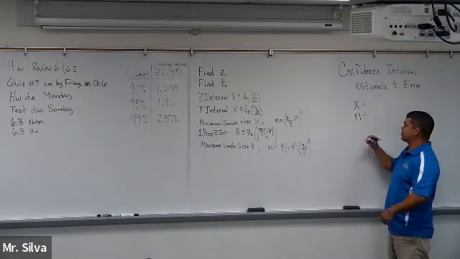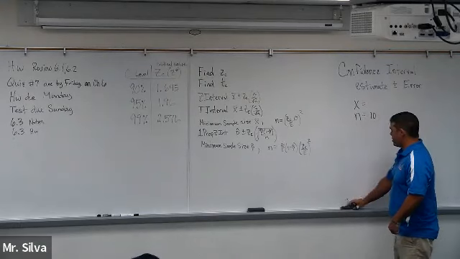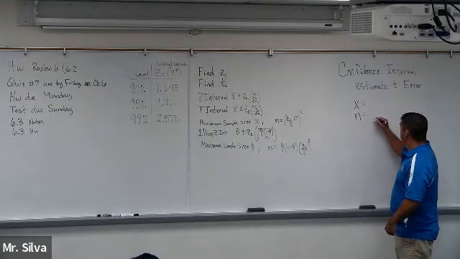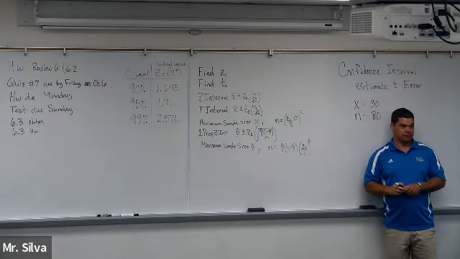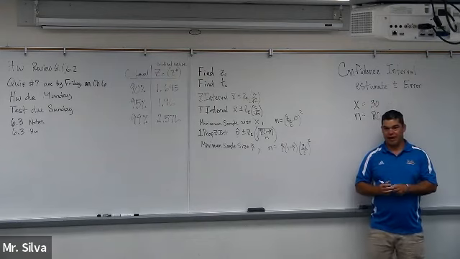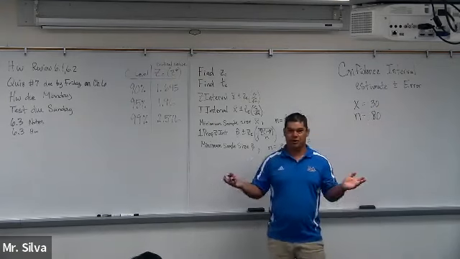So let's say we ask 100 people. I need a better number. I'm not going to do 100. Let's go 80 people. And 30 of them said, yes, I have an Apple Watch. So 30 out of 80 have an Apple Watch in a population of college students.